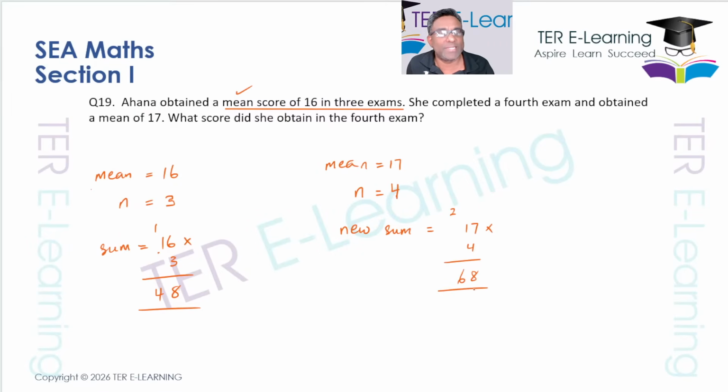So if this was the old sum and this is the new sum, all we need to do is take the new sum, which is 68, and subtract 48. Therefore, the new number that was added, or the score that she obtained in the fourth exam, is going to be 20. So this is the score in the fourth exam.